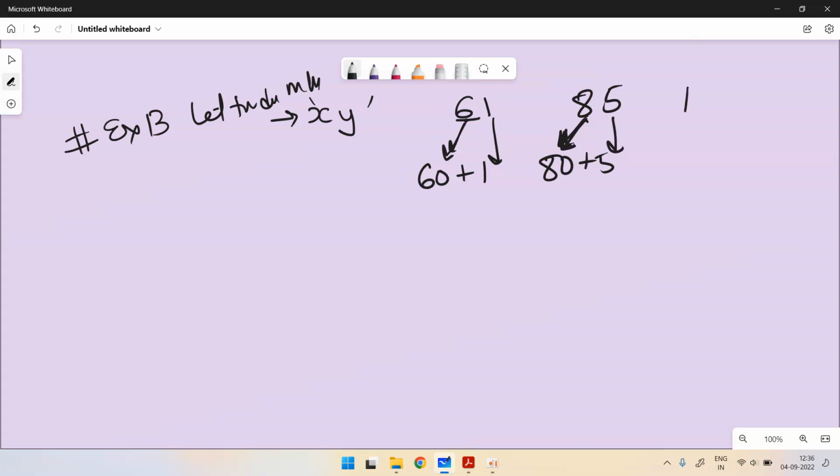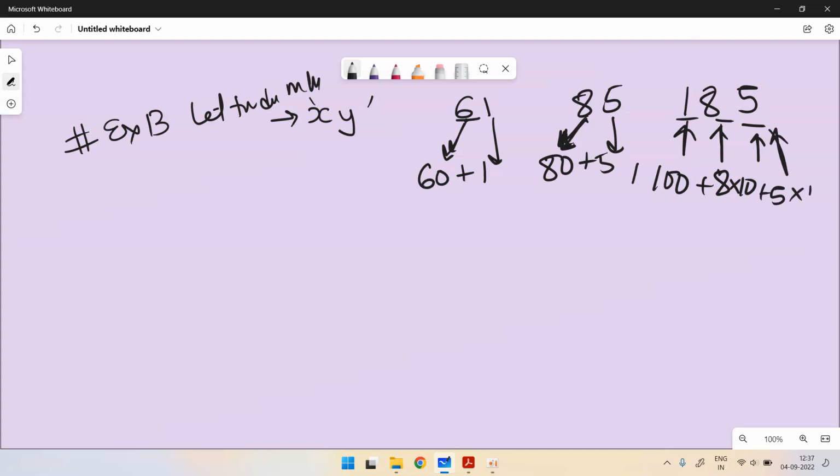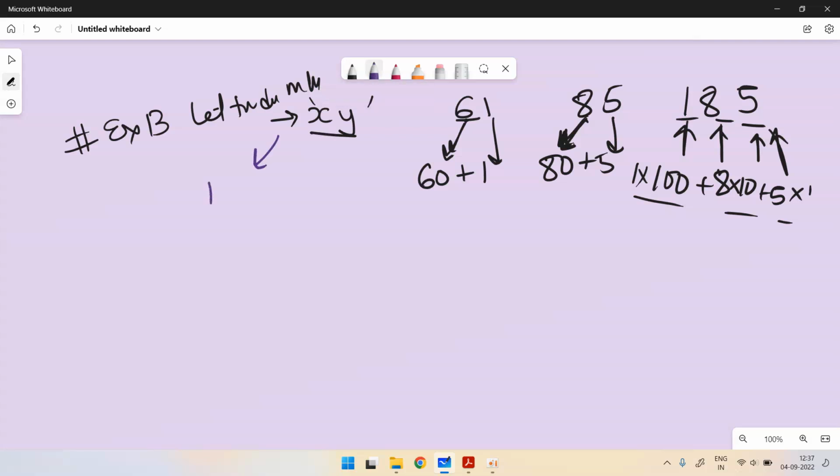If you write 185, this is the ones place, this is the tens place, this is the hundreds place, meaning 1 into 100 plus 8 into 10 plus 5 into 1. If there is 2, it is 285, that is 2 into 100. So xy is written as 10x plus y. You pronounce this as 10x plus y.